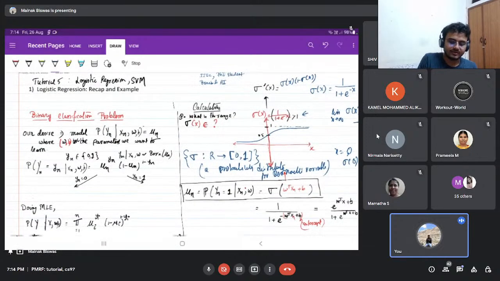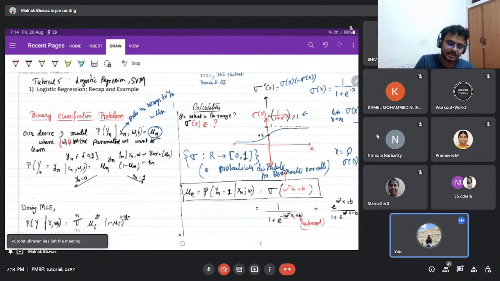So let us say that is mu n. So the probability that xn belongs to yn is mu n. That is given by this sigma function, the sigma of w transpose x plus b. So what we can do is we can do something like this. We can mix both of these.